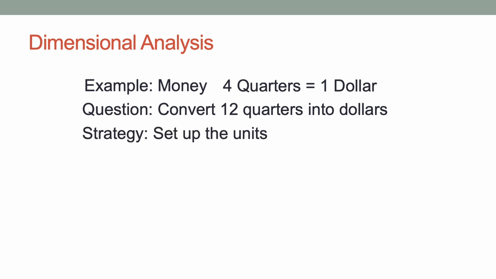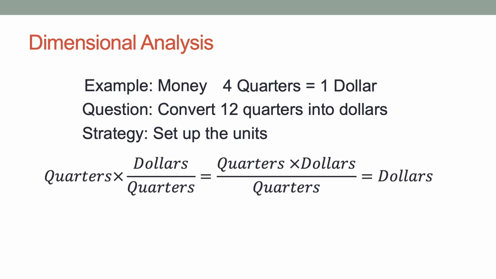So our strategy is to set up the units first. Let's start off with our quarters, because that's what we know of, 12 quarters. And we're going to multiply by a ratio, this ratio of dollars over quarters. Now, why do we set it up that way? We set it up that way because when we do our math, quarters times dollars will be divided by quarters. And so quarters over quarters cancel. The unit left over is dollars, which is what we want.